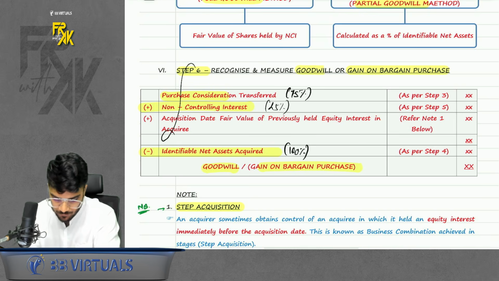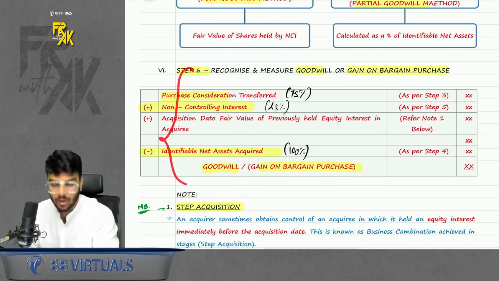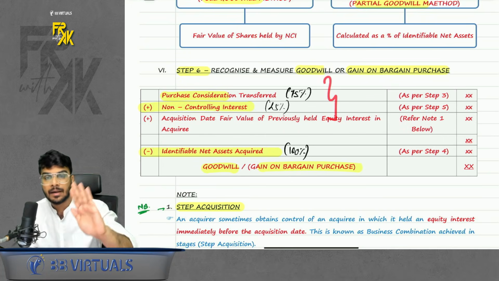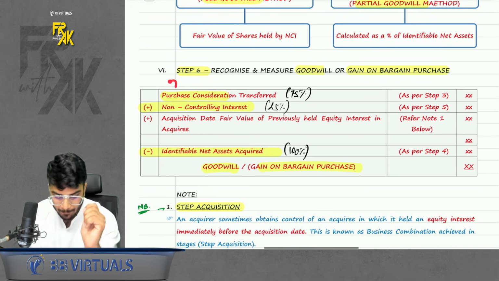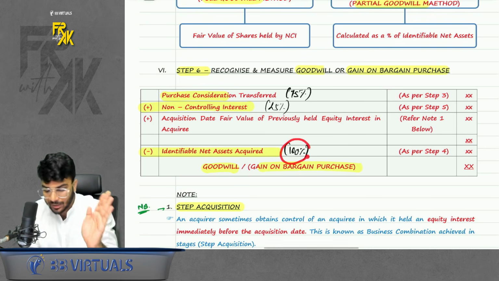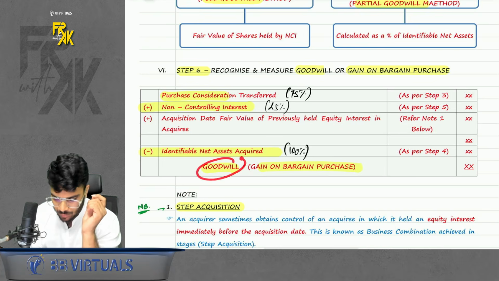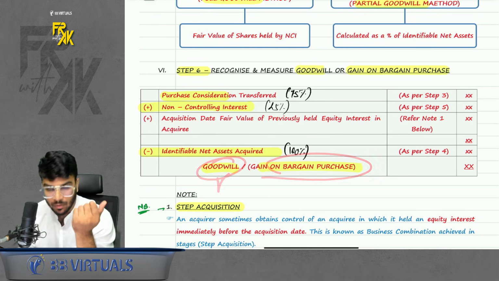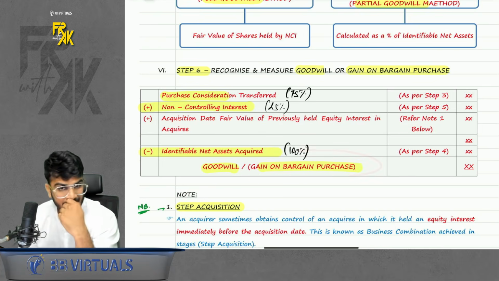So do remember, whenever you follow step number 6, we always want to compare 100% with 100%. Remember this line? We want to compare the 100% positive side with the 100% negative side. Then you will get goodwill or GBP. If you get a positive balance, you will get goodwill. If you get a negative balance, you will get GBP. Is this clear till here? Yes, sir, absolutely clear till here.